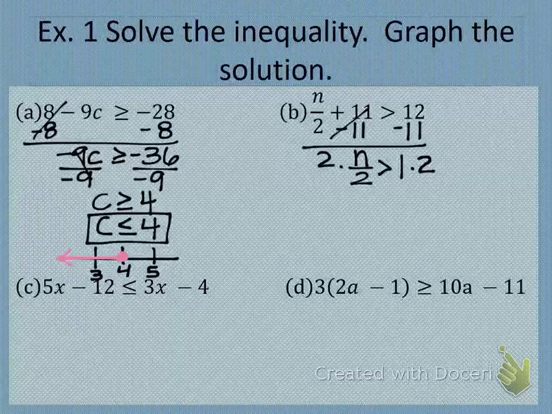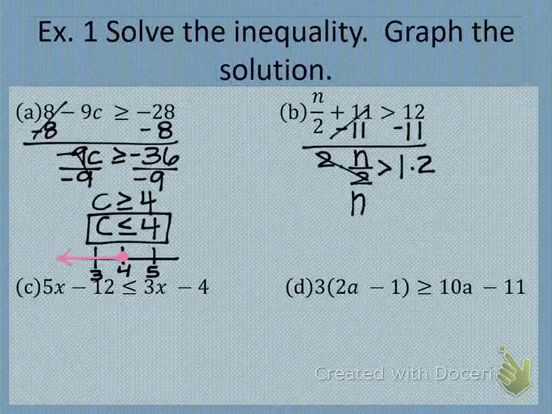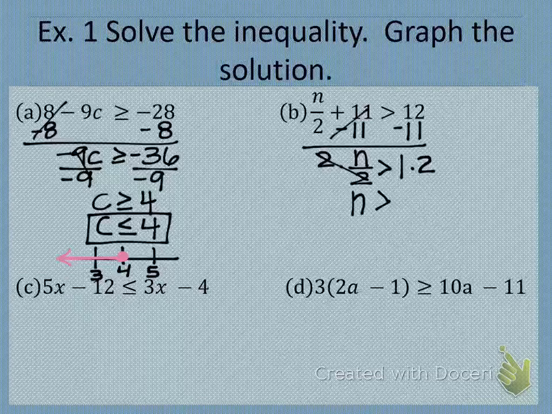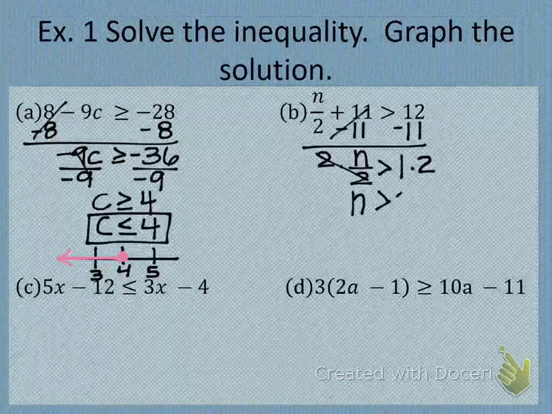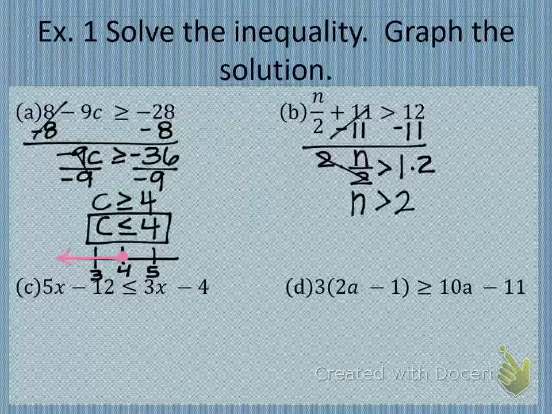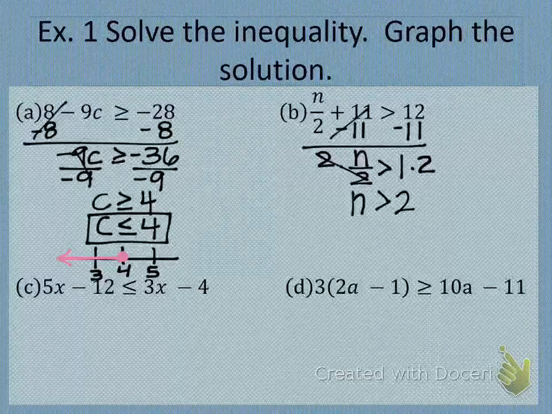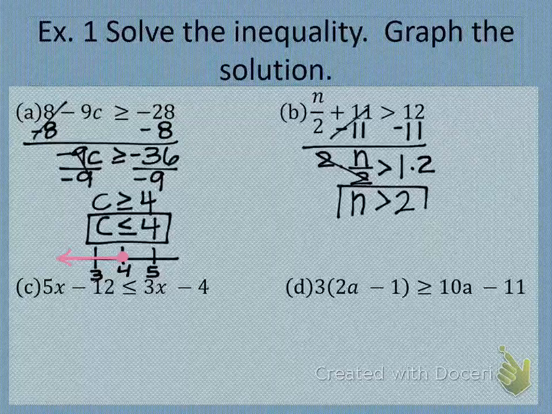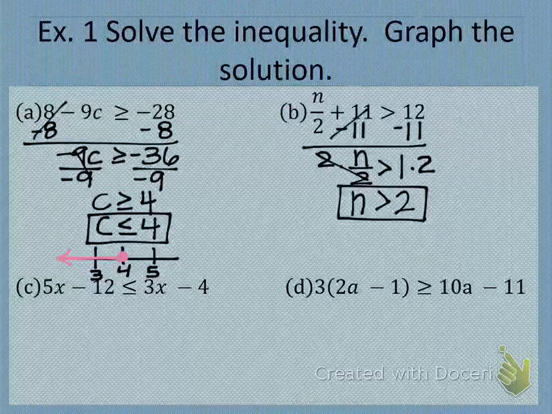So when we do that, these 2 cancel, because 2 over 2 is 1. And n is greater than, class, what's 1 times 2? 2. Now, what's the question we ask ourselves? Do we flip the sign? No. The last thing we did was multiply by a positive number. So this is our answer.